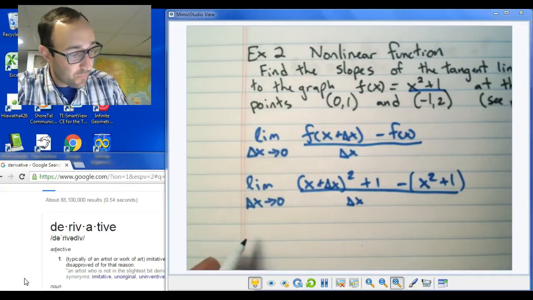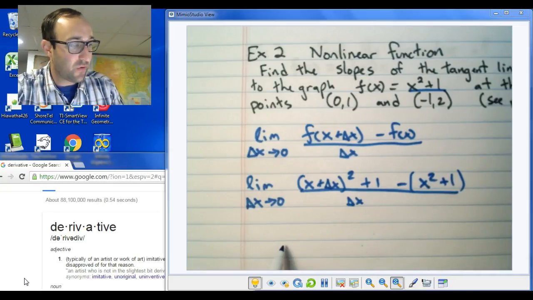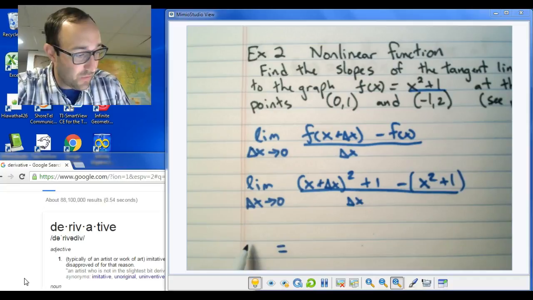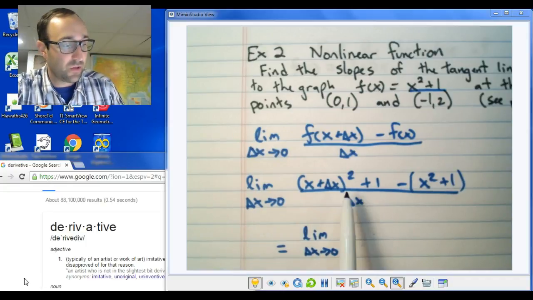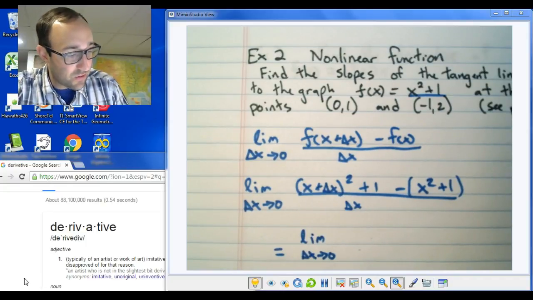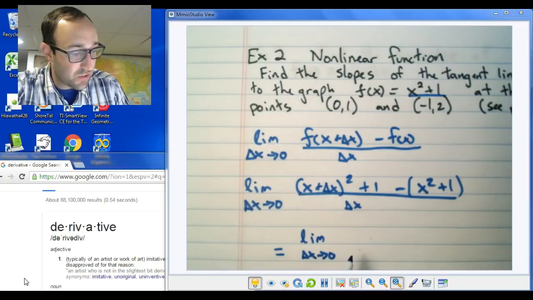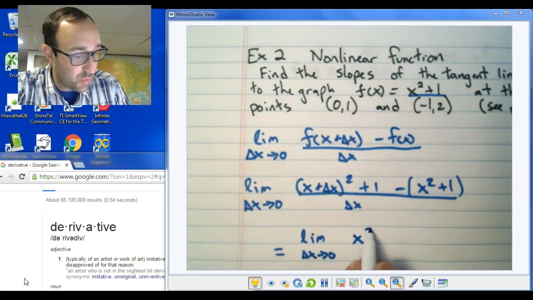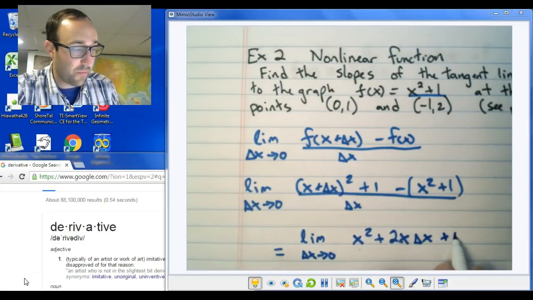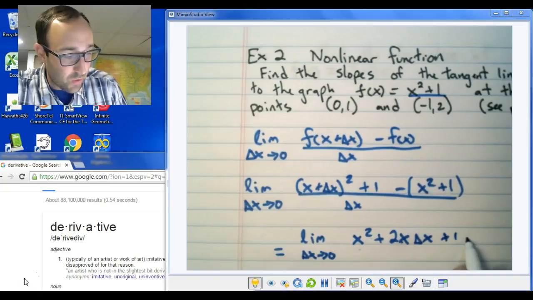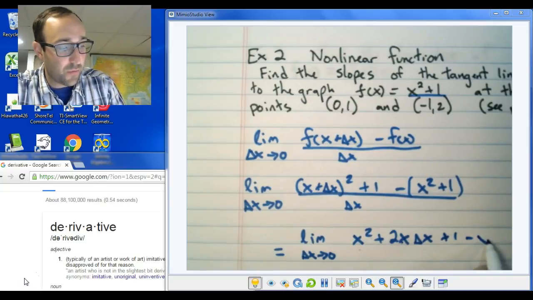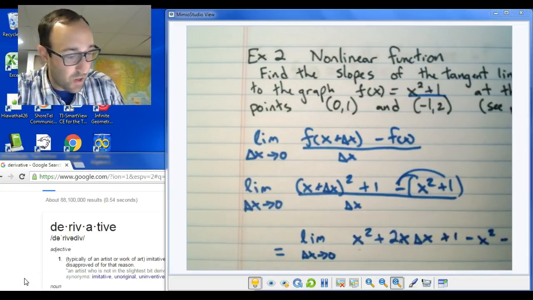Okay, so next, instead of rewriting this all, I guess we could, limit as delta x approaches 0, I'm going to use FOIL to expand x plus delta x squared. So it's going to be x squared plus 2 x delta x plus delta x squared, plus 1, right? That whole thing, minus x squared minus 1. Remember, I'm distributing that minus across the 1 here, so that's why it's a minus 1.